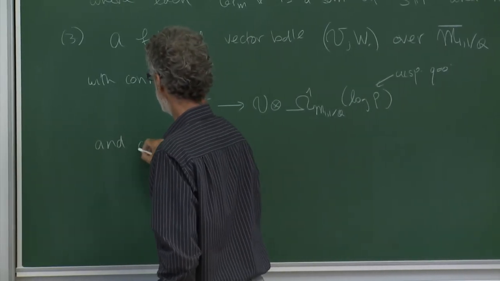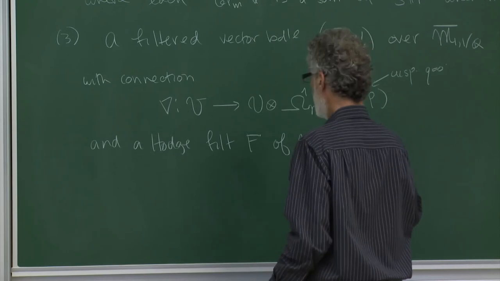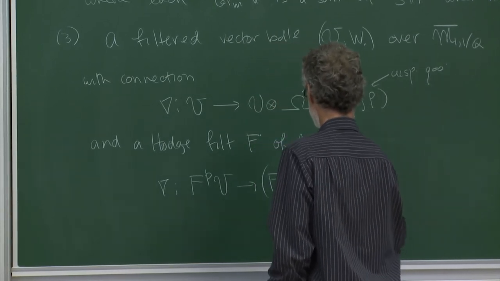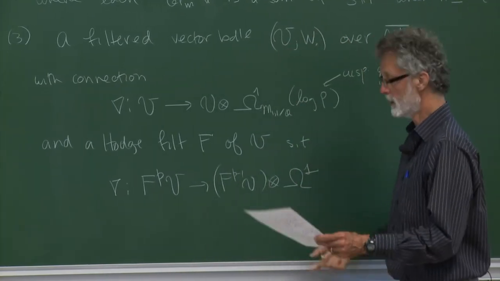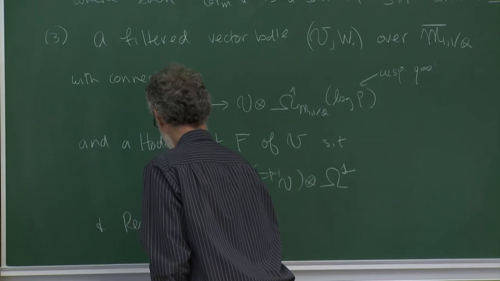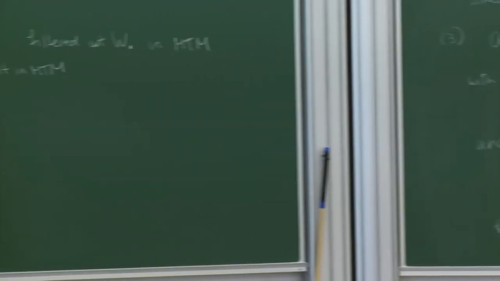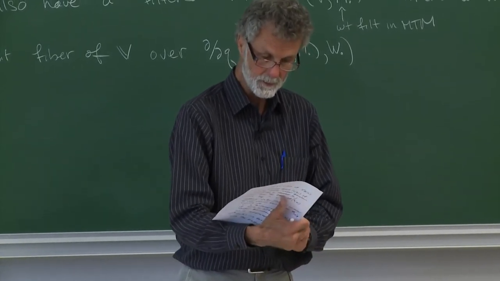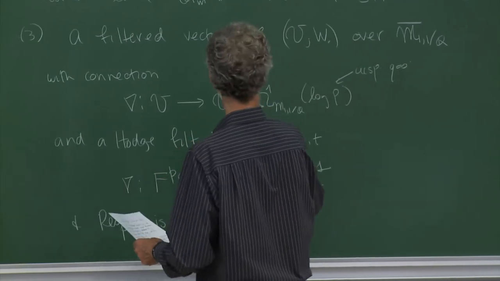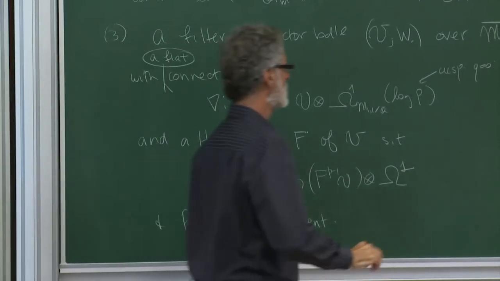And a filtration, you need a Hodge filtration, such that the connection satisfies Griffiths transversality. Right, so you only lose 1 degree. And the residue at P of the connection is nilpotent. Actually, I needn't have added that. That's going to be automatic. And so now we can combine this with a flat connection. I forgot to say this. We want a flat connection.